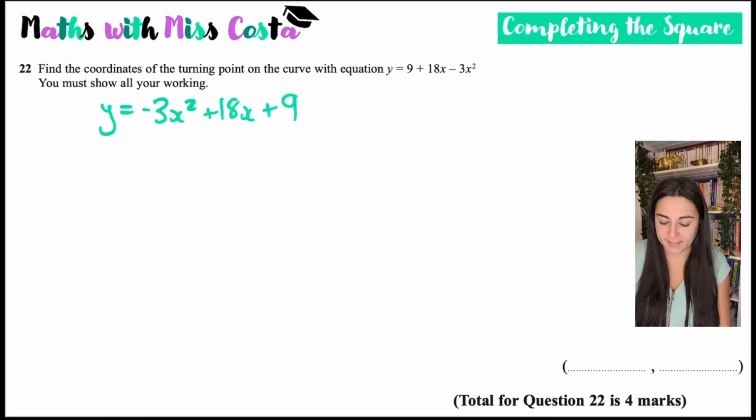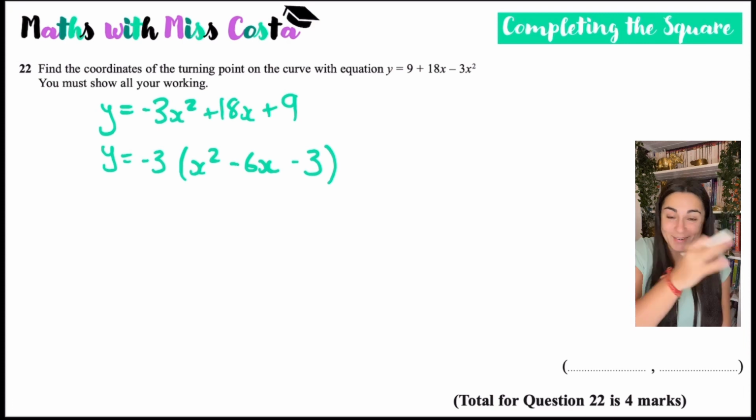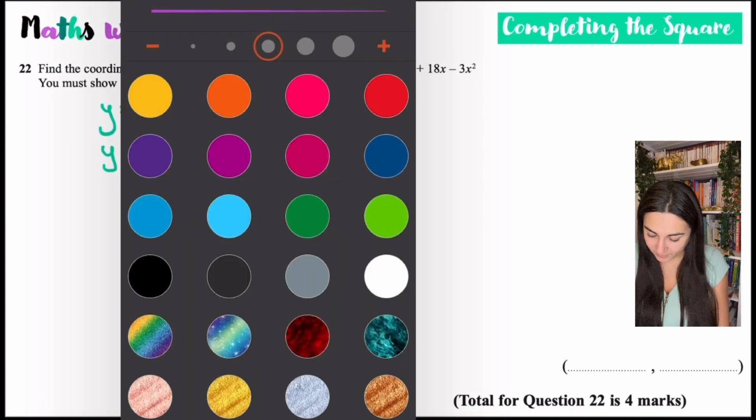Now, the first thing you should notice is that each term in this equation is divisible by 3. So it's going to make my life a whole lot easier if I take out the negative 3, because then I can factorize, use completing the square a lot more simply. So if I did that, it would become x squared, minus 6x, because minus 3 times negative 6x would give you 18x, and minus 3 times negative 3 would give you positive 9. So let's just keep that separate for a bit. Now, just ignore that, keep it to the side, don't let it confuse you yet.